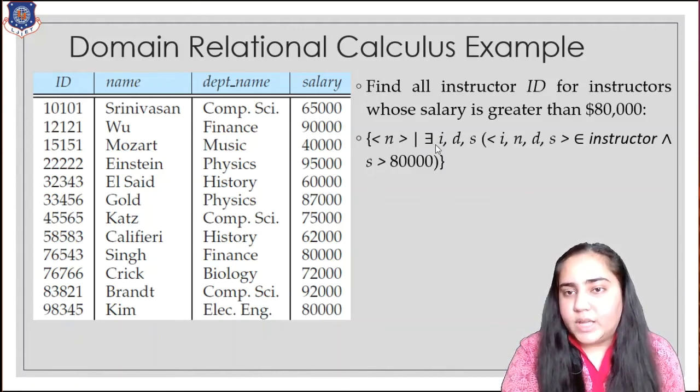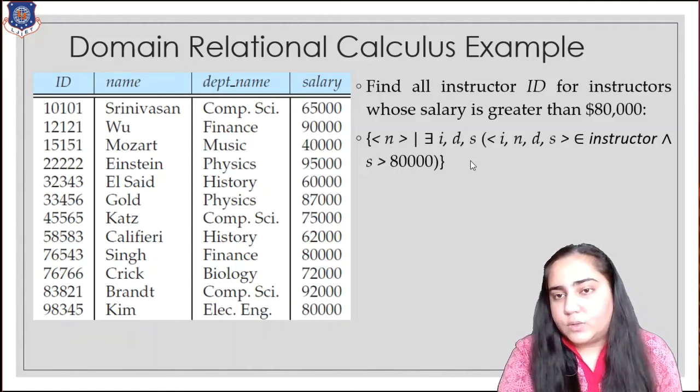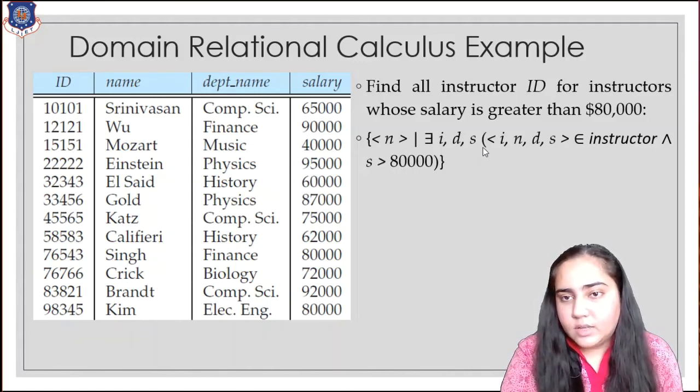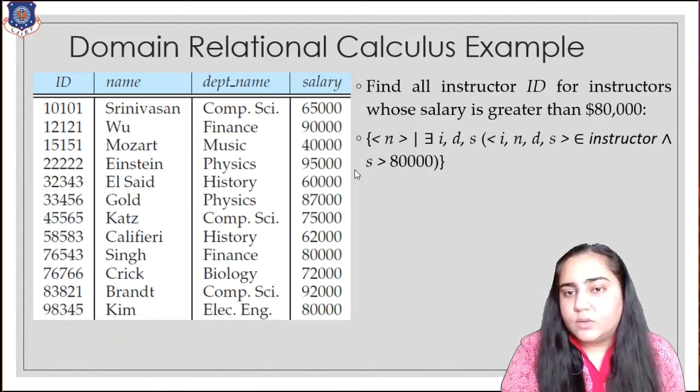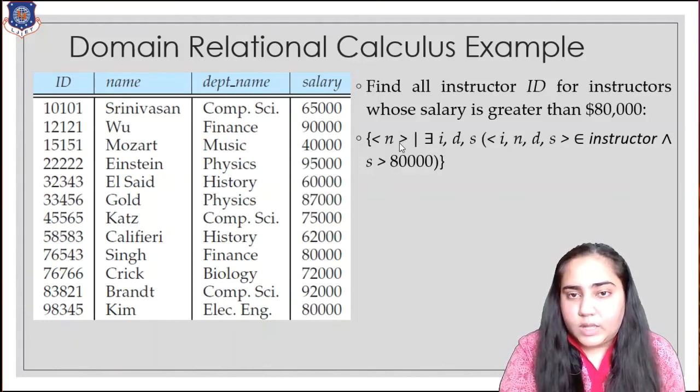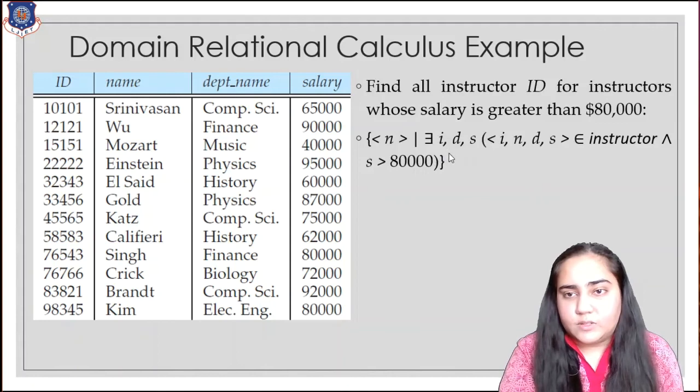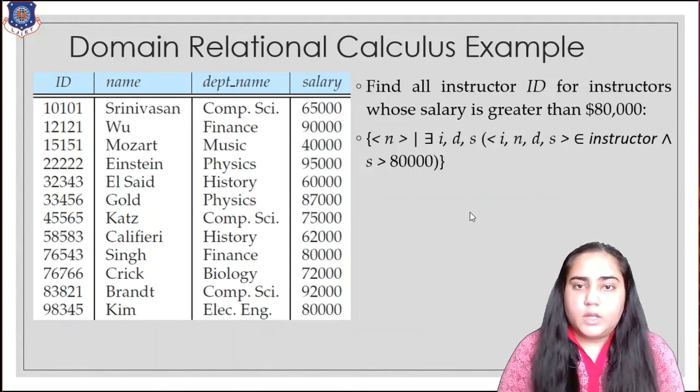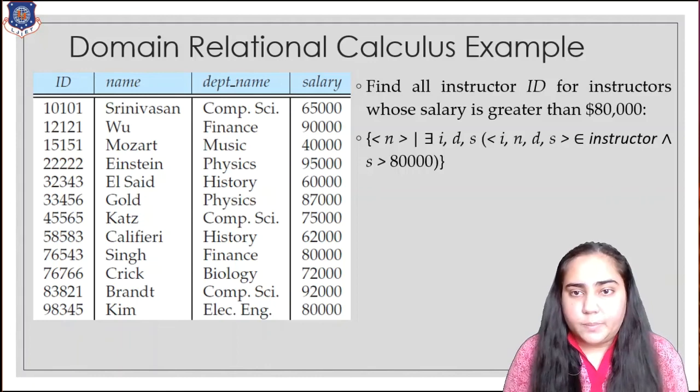After the pipe, you're writing there exists N, D, S. Now, N, D, S are there because they are not to be displayed, so they are shown inside. So there exists N, D, S, and then in brackets, you'll mention that all four I, N, D, S belong to instructor, which is necessary, and also that the salary should be greater than 80,000. So when you don't want to include some variables in your result, you would show them after the pipe in this manner. This is another domain relational calculus query.